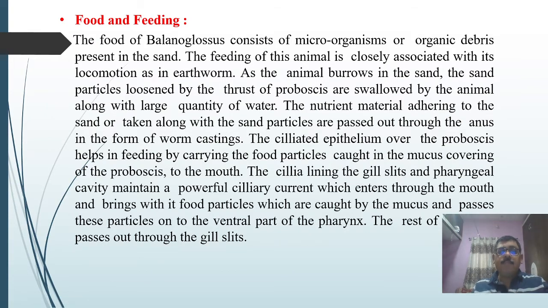Now, feeding and digestion in Balanoglossus, how does it feed? The food of Balanoglossus comprises microorganisms or organic debris present in the sand. Means whatever organic material or dead decaying matter is present in the sand, it feeds on that. The feeding of this animal is closely associated with its locomotion, as in the earthworm.